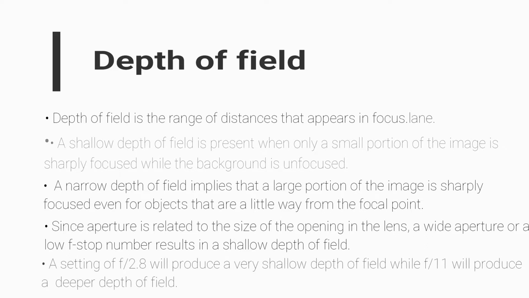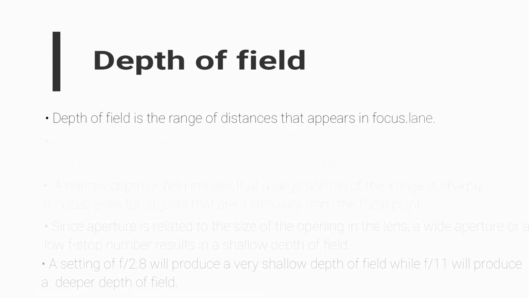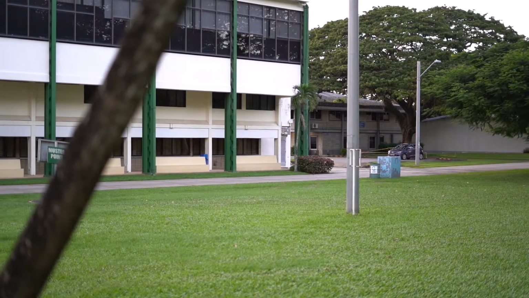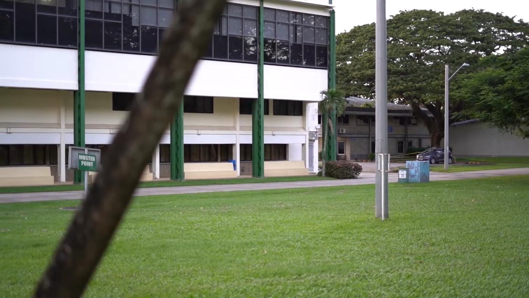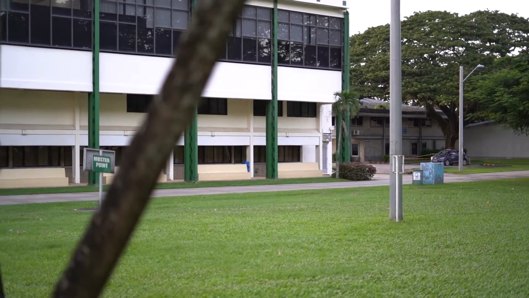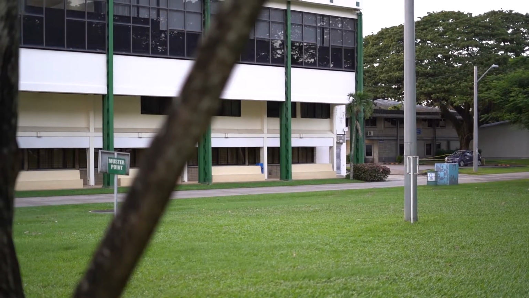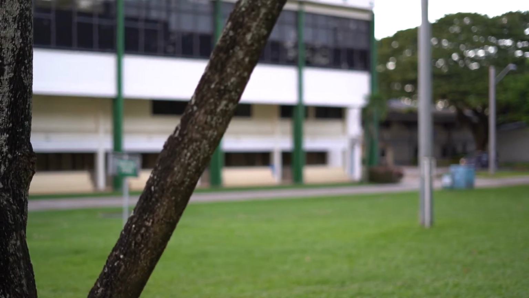Firstly, aperture refers to the access given to light from the lens to the camera sensor. The size of your aperture, that is, the size of the opening in the lens, controls the amount of light entering your lens. A wide aperture, or low f-stop number, results in a shallow depth of field. At wide apertures, an object needs to be very close to the original focus point in order to be sharp.